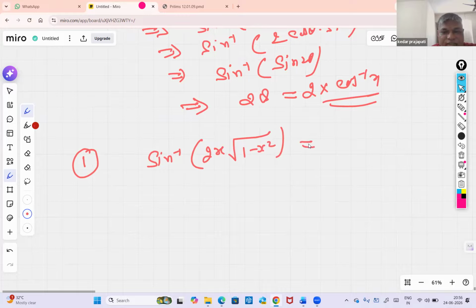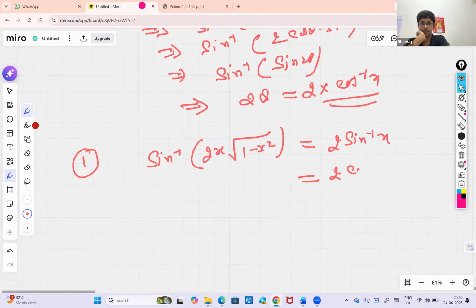Right? This is equal to 2 sine inverse x. And this is also equal to 2 cos inverse x.